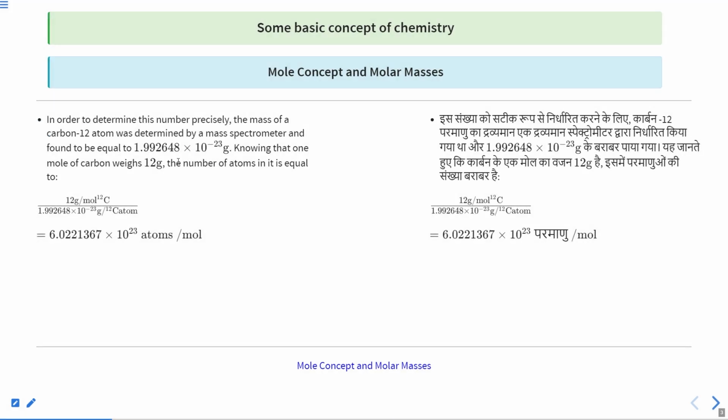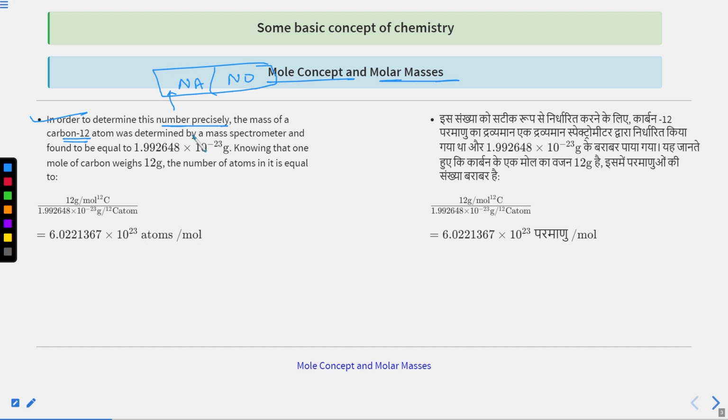So we have covered the point, that is the Avogadro number. Very interesting point. The largeness of this number I will show you with all the zeros. Just give me some seconds. So you can see here we are discussing mole concept and molar masses, and in order to determine this number precisely, the Avogadro number, which is represented as Na or N0, the mass of a carbon 12 atom was determined by a mass spectrometer. Right? About mass spectrometer and mass spectrometry you will understand in the higher grades.